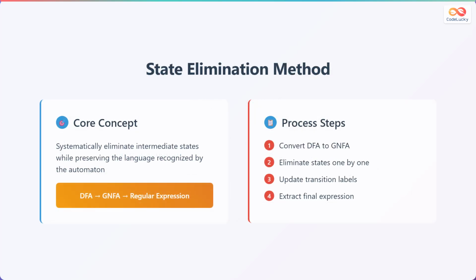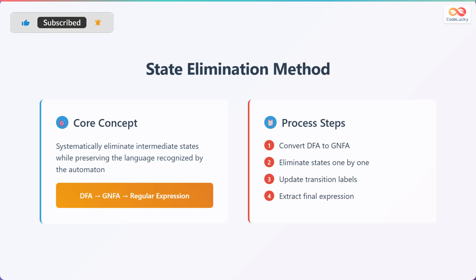Let us delve into the state elimination method. The core concept involves systematically eliminating intermediate states from the DFA, while preserving the language recognized by the automaton. The conversion process is as follows. First, convert the DFA to a generalized non-deterministic finite automaton, or GNFA. From the GNFA, you will get the regular expression.